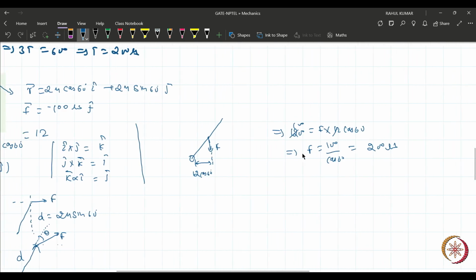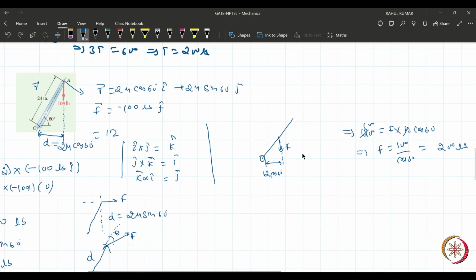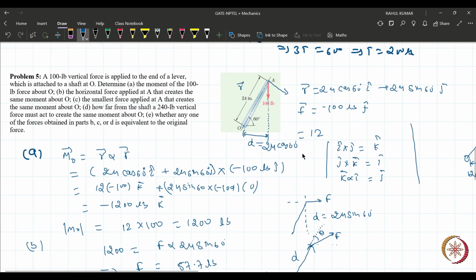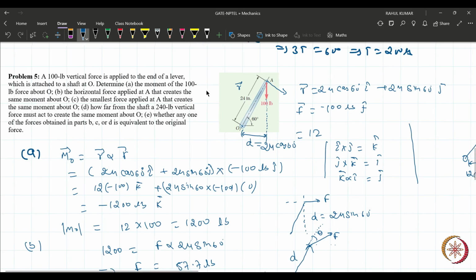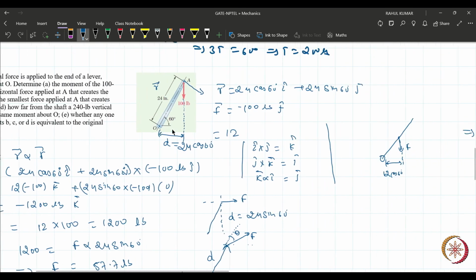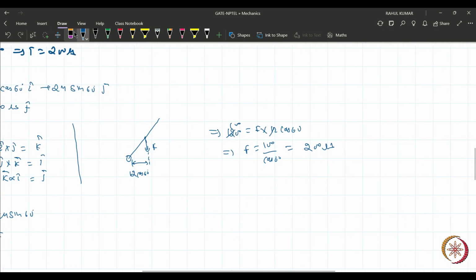Are you guys also getting the same answer? Yes, sir. Tell me. In this one, the distance is asked, right? In option D, where will we apply this 240 lb? How far from the shaft? That would be 5, sir. Definitely. Actually, that must be D, right? Yes, sir, that would be D. And here that is 1240, 240.